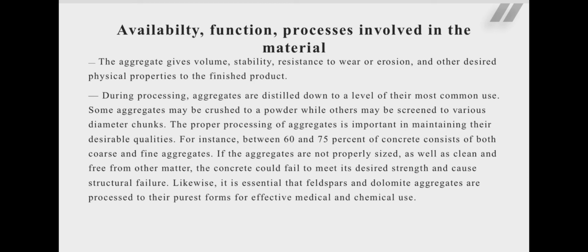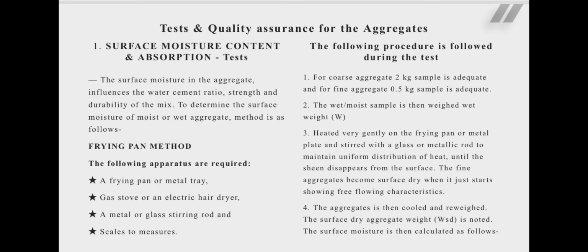For instance, between 60 to 70% of concrete consists of both coarse and fine aggregates. If the aggregates are not properly sized as well as clean and free from other matter, the concrete could fail to meet its desired strength and cause structural failure. Likewise, it is essential that filler parts and laminate aggregates are processed to their purest form for effective medical and chemical use. Types and quality of the aggregates.